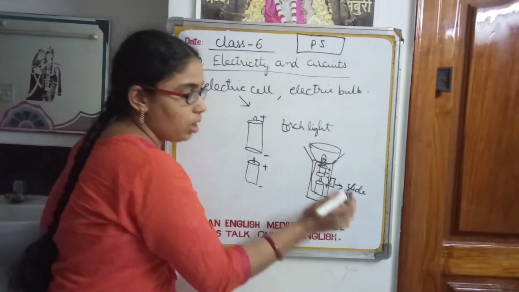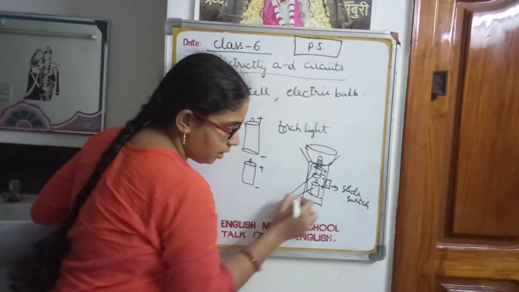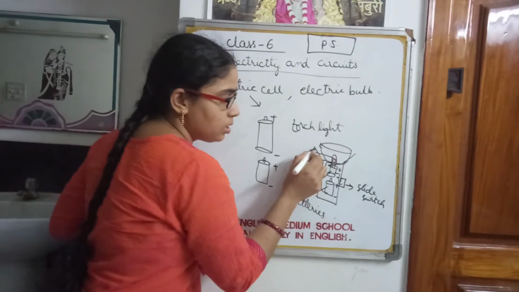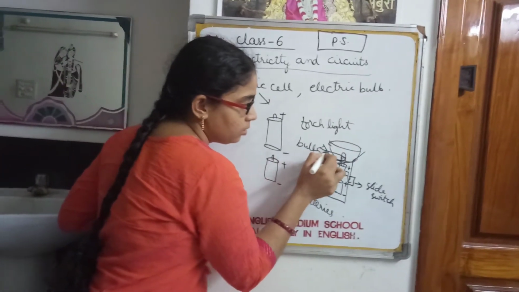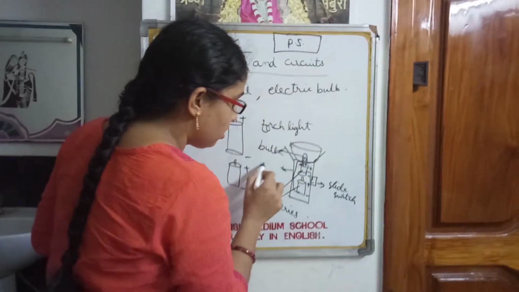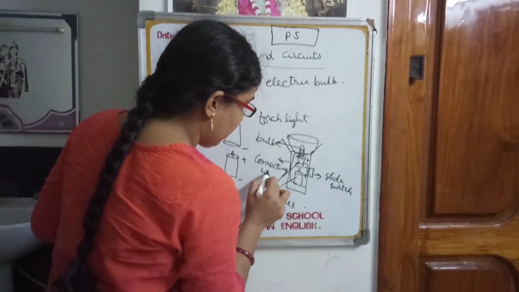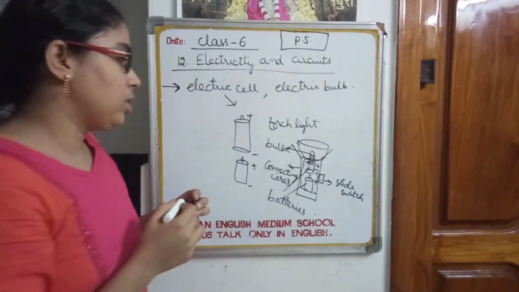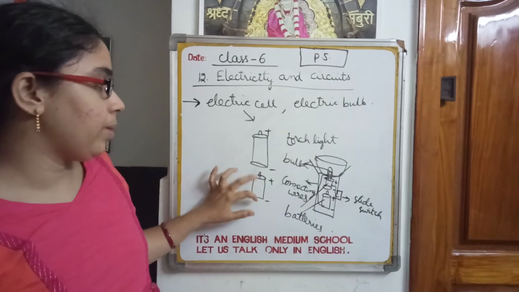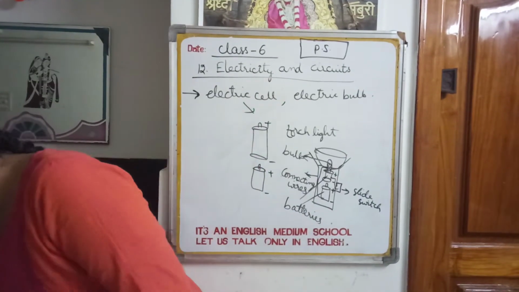This mechanism will be there in the torch light, and this is the slide switch. These two are batteries, and this is the bulb. And here connecting wires will be present. So don't forget this point. Every time the positive terminal of one battery should be connected to the negative terminal of another battery.